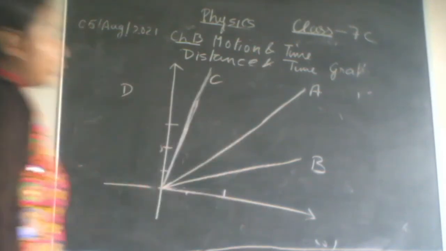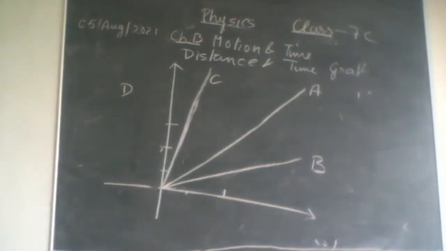Which body is the slowest? Ma'am, B. Okay, I'm not giving you the final answer. First you tell. And which body is the fastest? Ma'am, A.